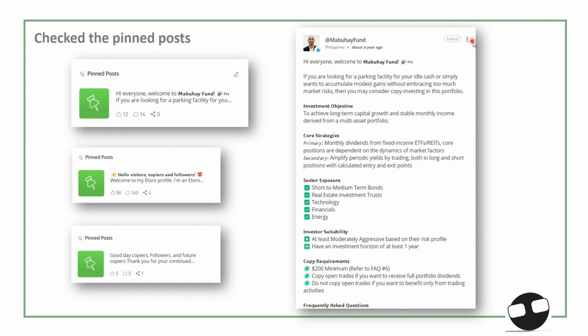If you click that, this is very different from the bio section. Here I have the objective of the fund, and how the strategy and the management of the fund is. You have your primary objective or primary strategy, secondary strategy, and also narrated here the exposure in terms of sector, and then the suitability, the type of investors that may invest in the fund, and the copy requirements here. So you can check the strategy and some discussions about the fund via the pinned post. So remember to visit the pinned post section of the popular investor.